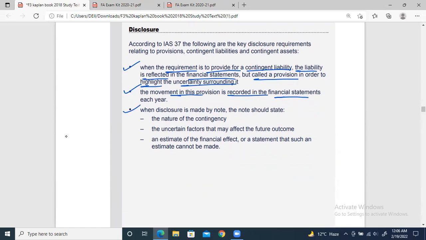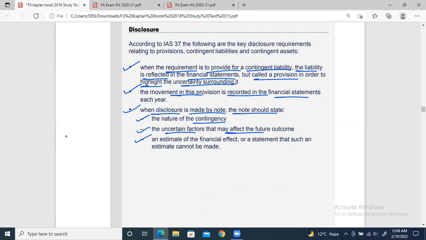Then last thing is, when disclosure is made by a note, the note should say the nature of the contingency, like what are the actual events that will depend on the future. Then the uncertain factors that may affect the future outcome. Obviously, there may be uncertain factors that we have done something wrong, we might be wrong. So lawyers may detect that, even though we are paying very much amount to the lawyers.